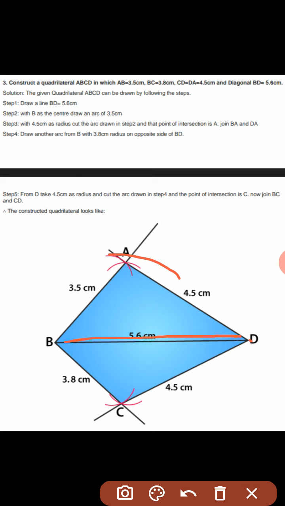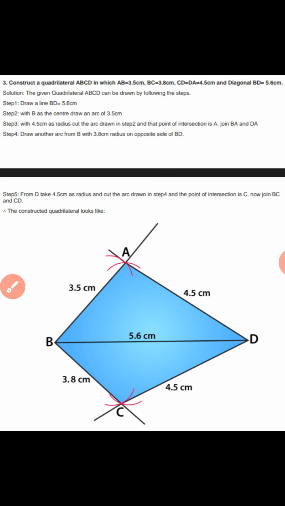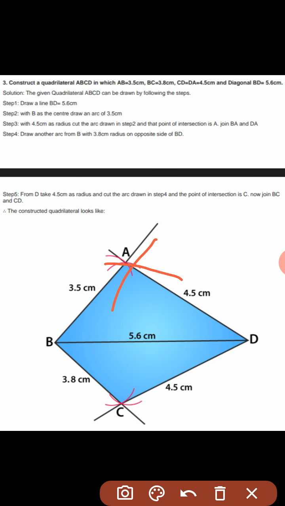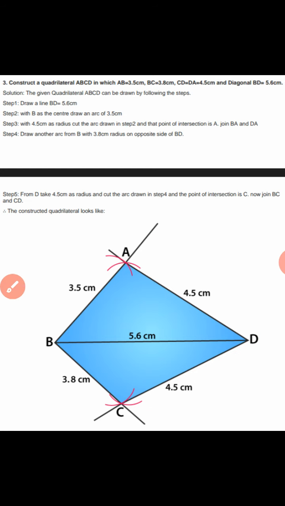So from point D we have to cut another arc of 4.5 centimeter. By cutting these two arcs, the point where they intersect, we have to name it A. Then we have to join AB and AD. Now similarly from point B as center, we have to cut another arc of 3.8 centimeter, and from D as center we have to cut another arc of 4.5 centimeter. Then we have to join CD and BC. So in this way we can complete this quadrilateral ABCD.